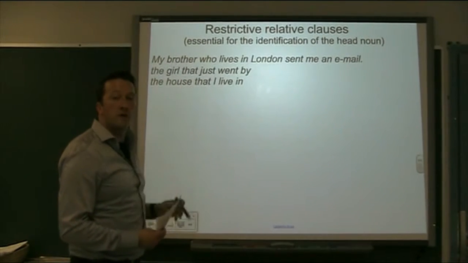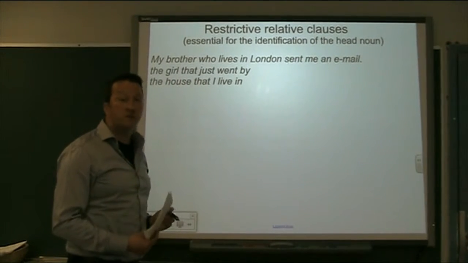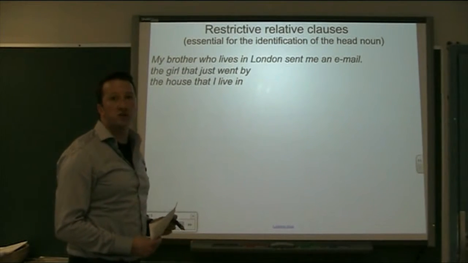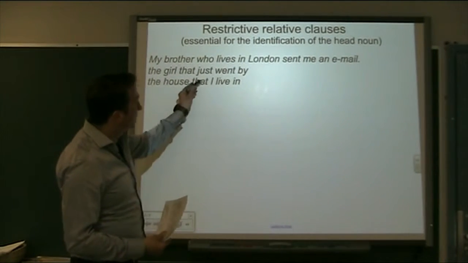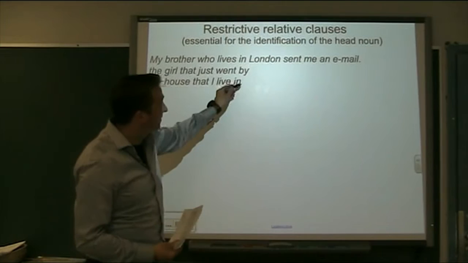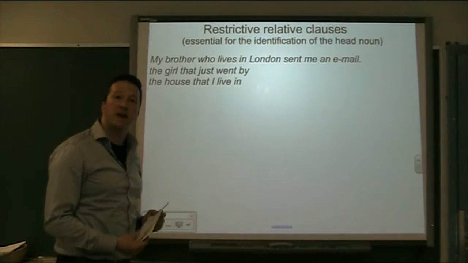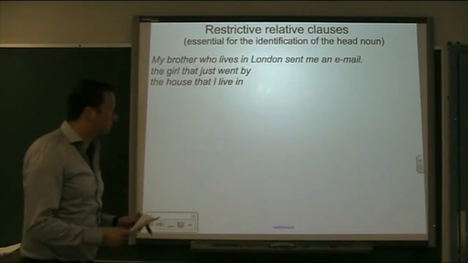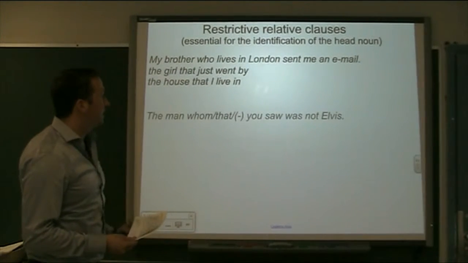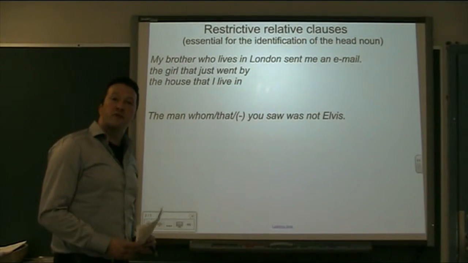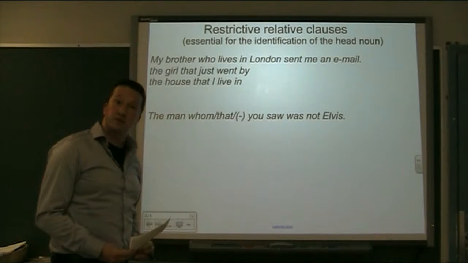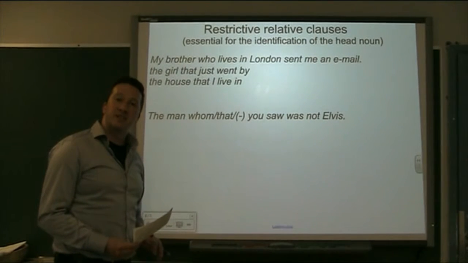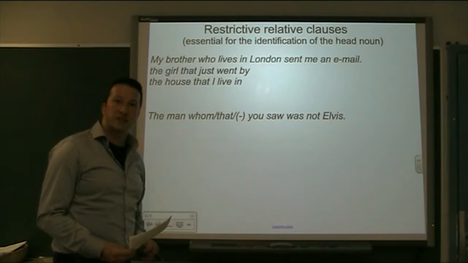Should you use the relative pronoun which, you could say the house in which I live. But with the pronoun that, the preposition has to come at the end of the sentence, at the end of the relative clause. When the relative pronoun is in the subject position, it can be omitted in restrictive relative clauses.